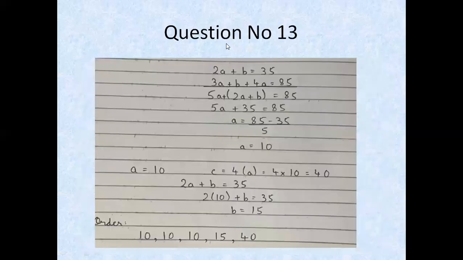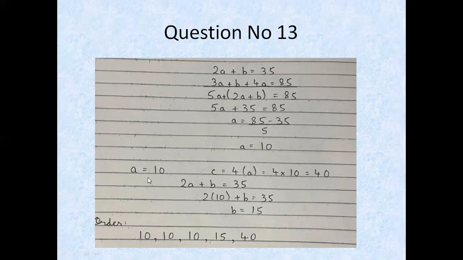Let me show you. They said 2A plus B equals 35. So you have 3A plus B plus 4A, because in the place of C, I have put 4A. And that will be 85. So you will have 5A plus 2A plus B equals 85. So you will have 5A plus 35 equals 85. So A equals (85 minus 35) divided by 5. So A will be 10.